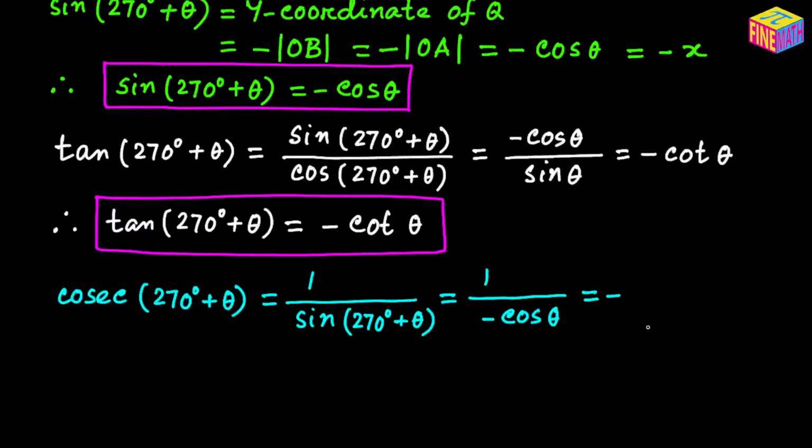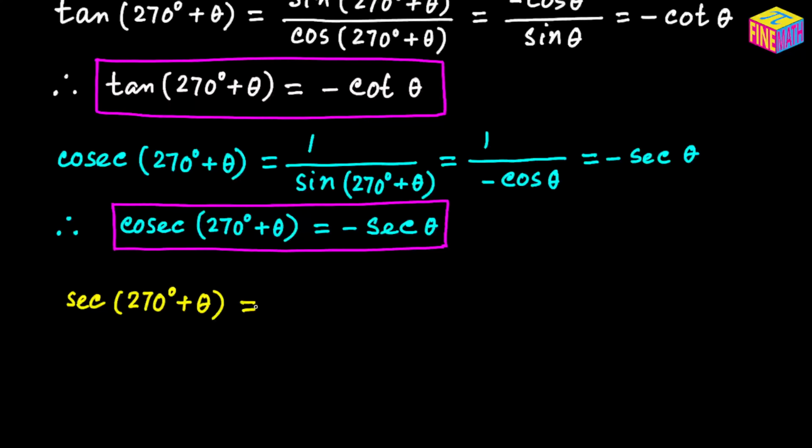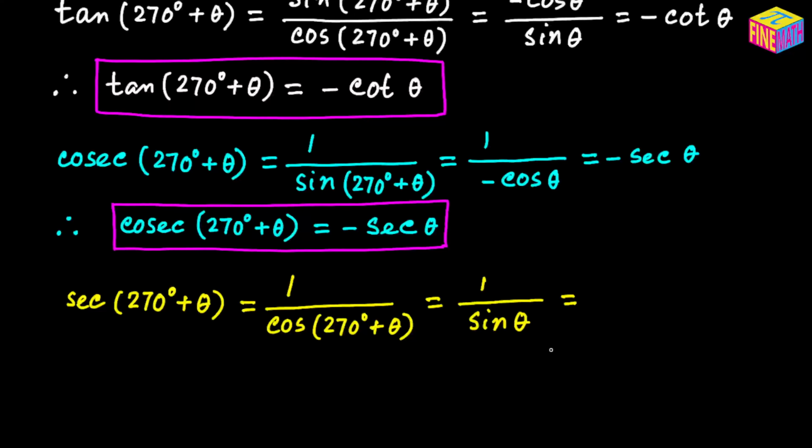Now let's try to calculate the secant of 270 degree plus theta, and secant is the reciprocal of cosine, so we can write it like this. And cosine of 270 degree plus theta is actually equal to sine of theta, so we can write it as 1 divided by sine of theta. And 1 divided by sine, that is reciprocal of sine, so this should be cosecant of theta, positive cosecant of theta. So let me make a quick note.